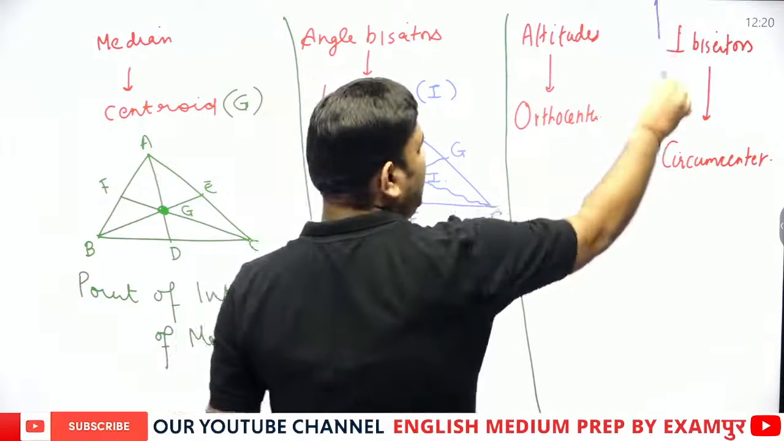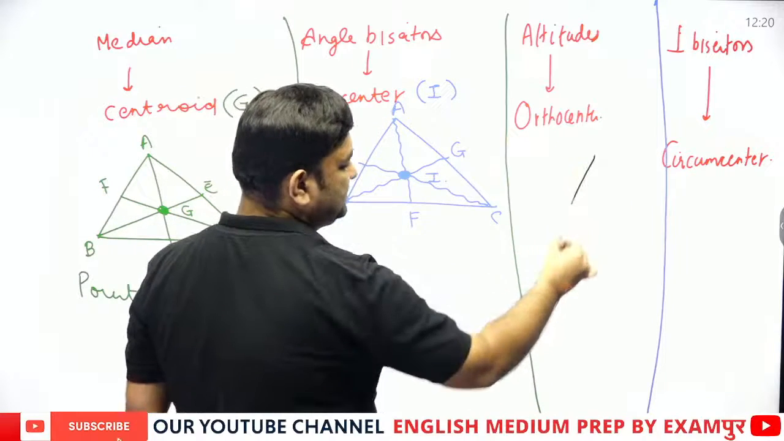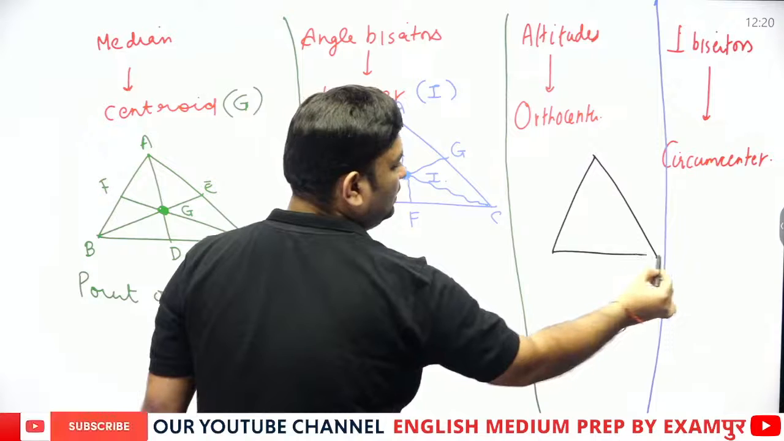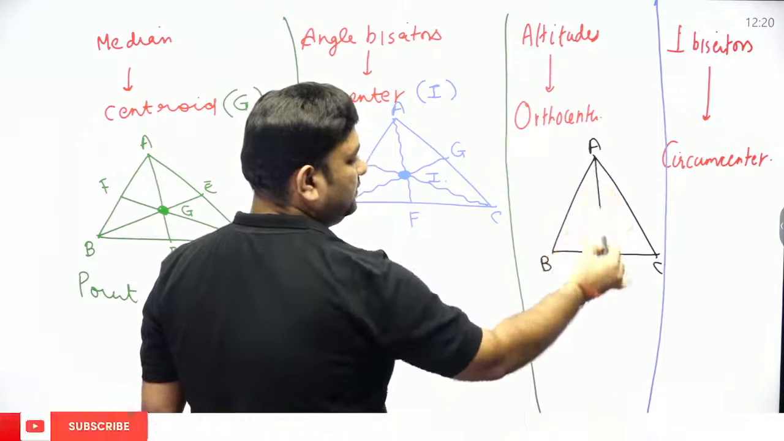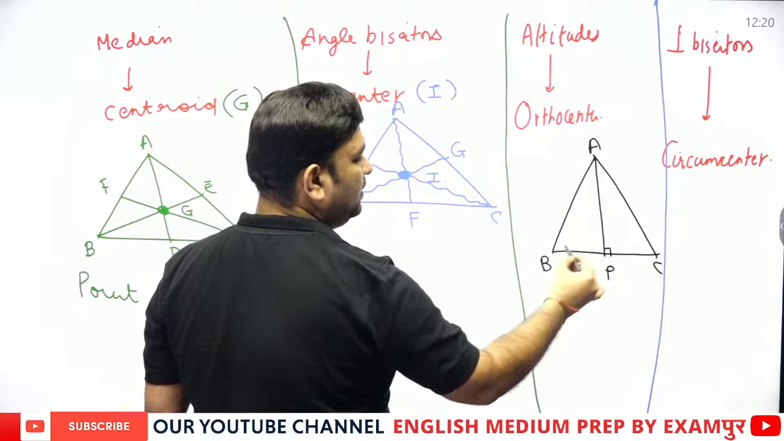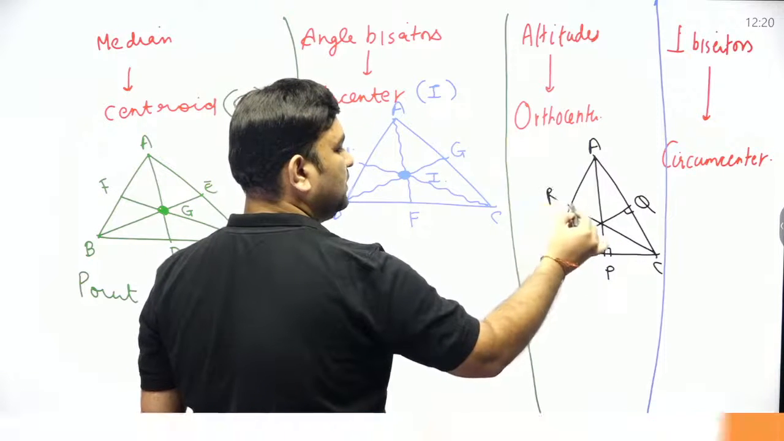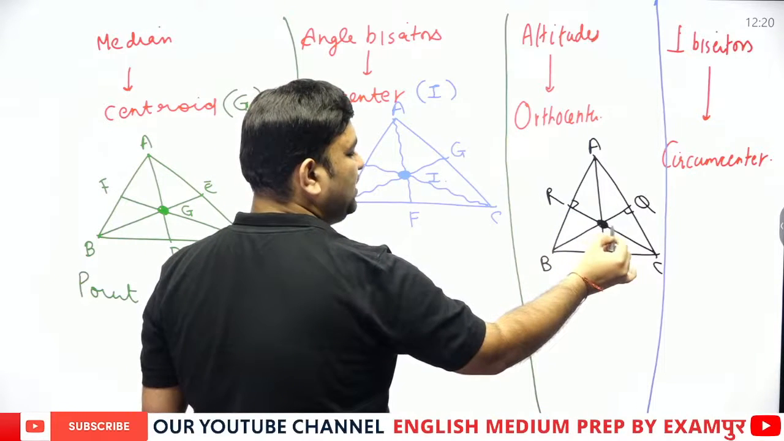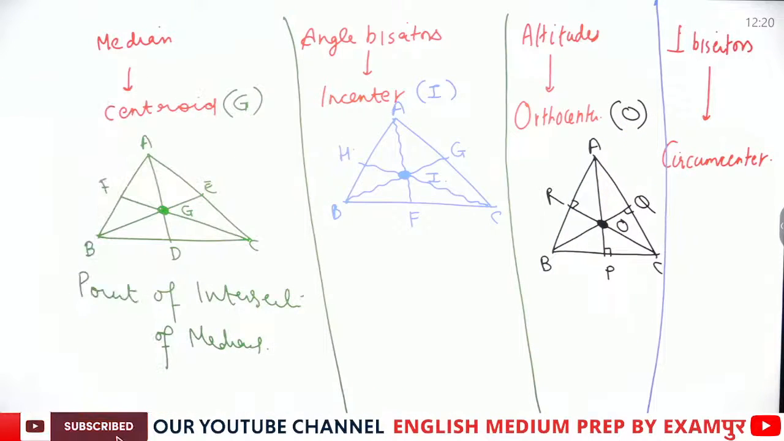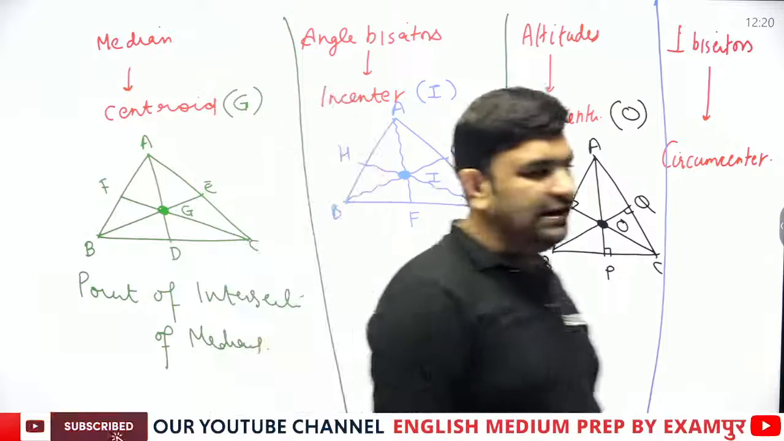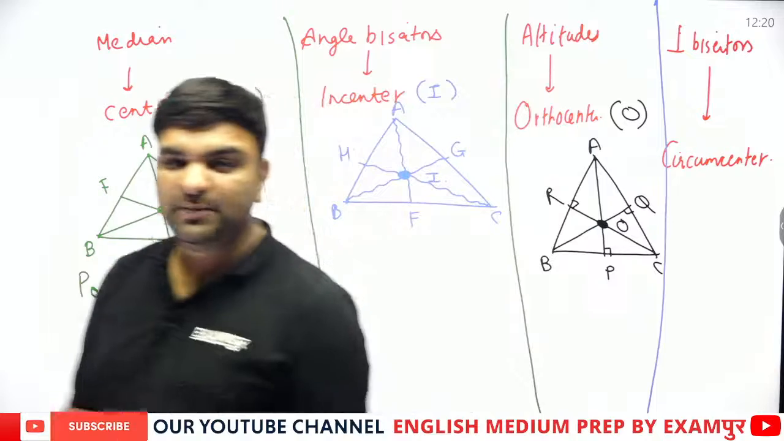Point of intersection of altitudes. AP, BQ, CR. This point is being called as orthocenter, represented by O. Point of intersection of altitudes is being called as orthocenter.